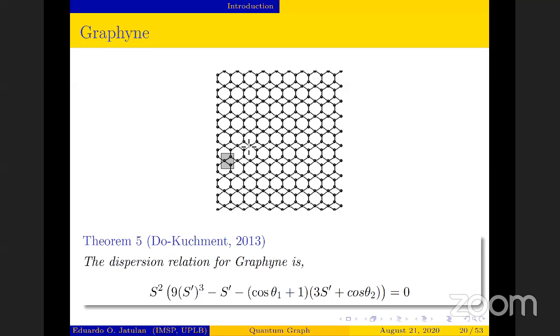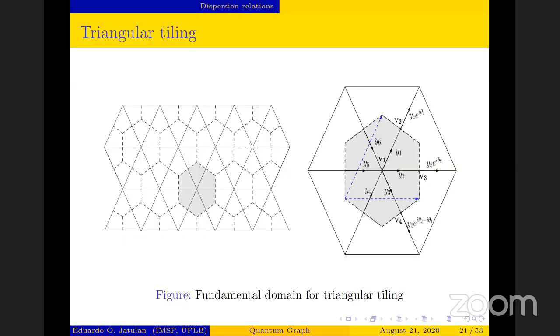Now let's start with our triangular tiling. In this assumption, we have a triangular tiling, and as we can see, we will consider this fundamental domain. And this fundamental domain, if we translate it, will cover the whole graph. The assumption here is that we have the potentials Q1, Q2, and Q3. And of course, if we translate, this potential is the same as this potential here.